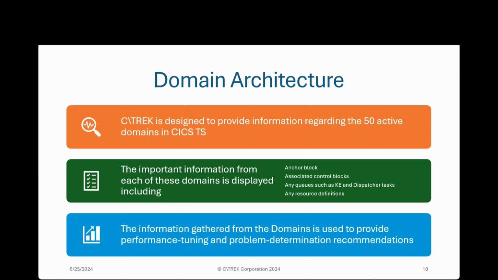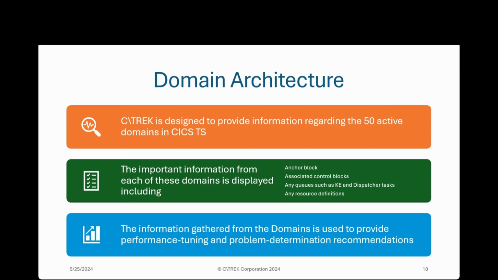You will also be able to see any resource definitions. For example, how you defined your transaction TREK or your transaction menu. You can see that sort of information associated with each one of the different domains themselves. And the information in those domains, those control blocks, is what C-Trek looks at to get the information from a tuning or a problem determination point of view.